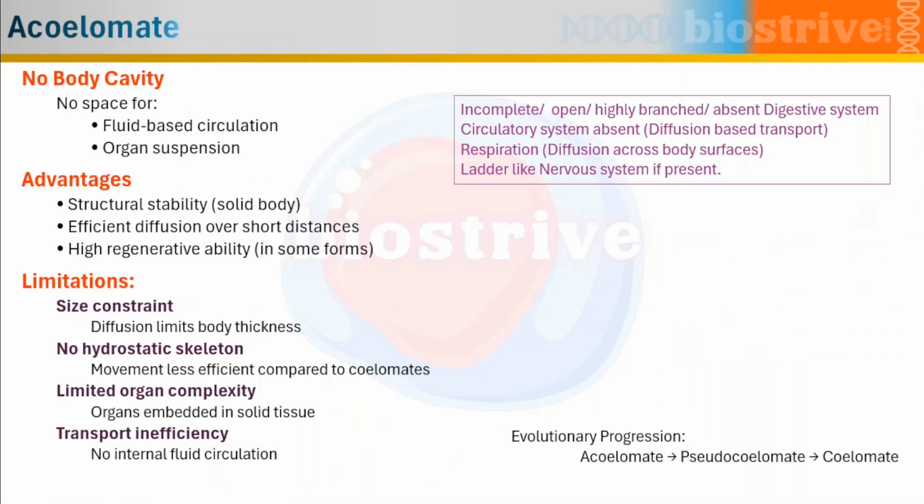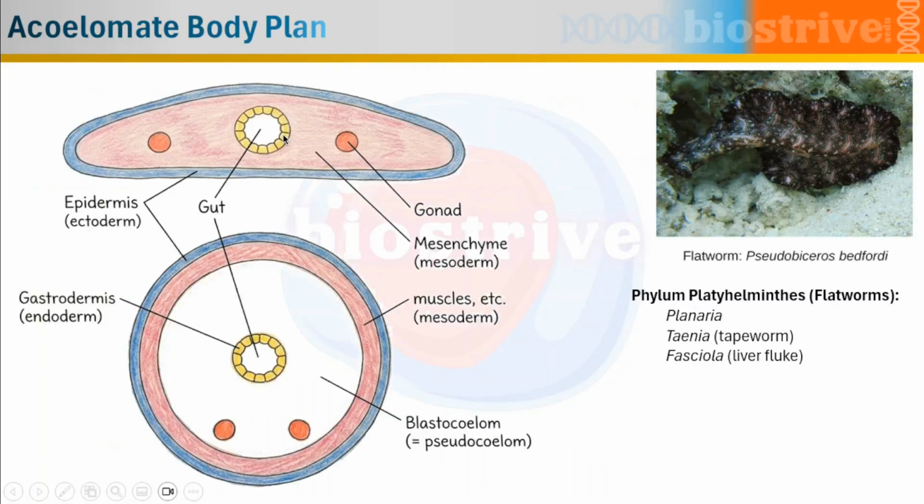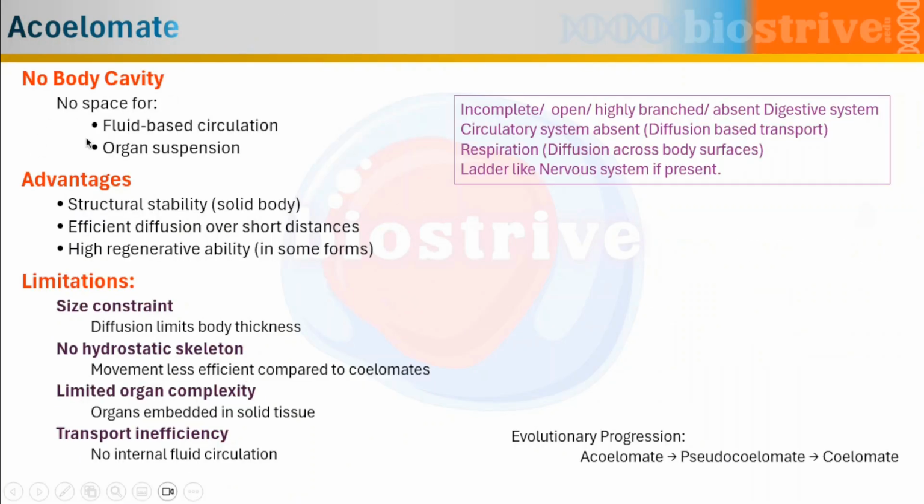What are the characteristic features of acoelomates? There is no body cavity. If there is no body cavity, there is no space for fluid based circulation, and there is no specific organ suspension. As you can see, gonads are lying freely in this solid filling of mesoderm. So the fluid based circulation is entirely absent, and organs are freely suspended in the mesoderm.